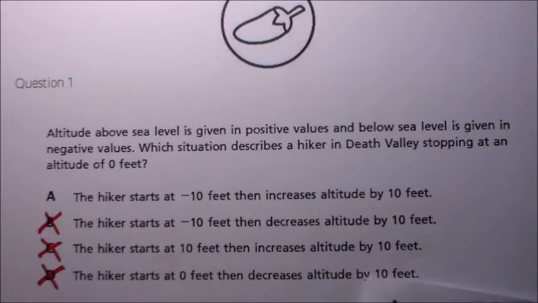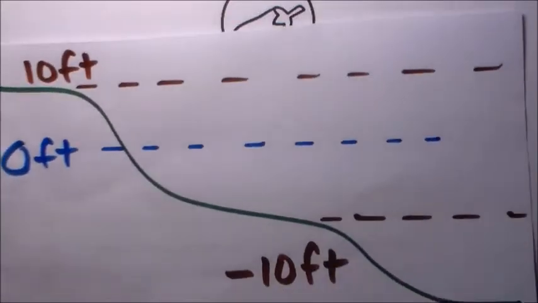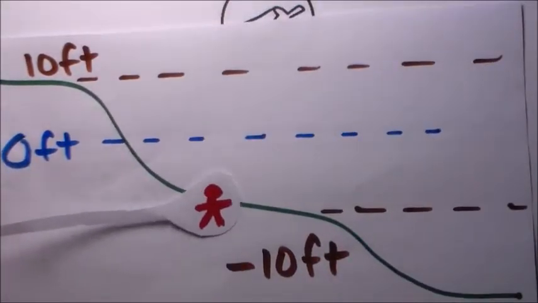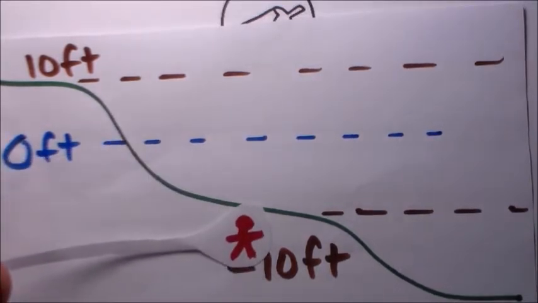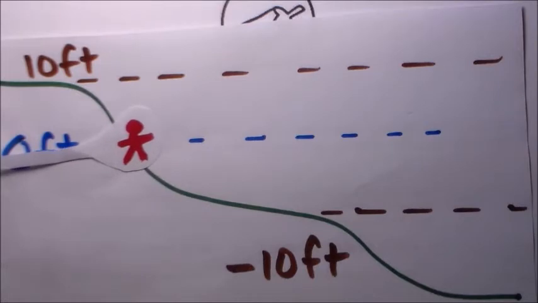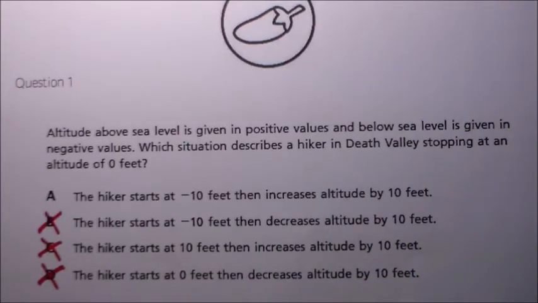And finally, A, I hope this one works out. The hiker starts at negative 10, then increases her altitude by 10 feet. Starts at negative 10, increases her altitude by 10 feet, she ends up at 0 feet. That's what we're looking for. Start at negative 10, increase your altitude by 10 feet. You end up at 0. Bingo, we're good to go.